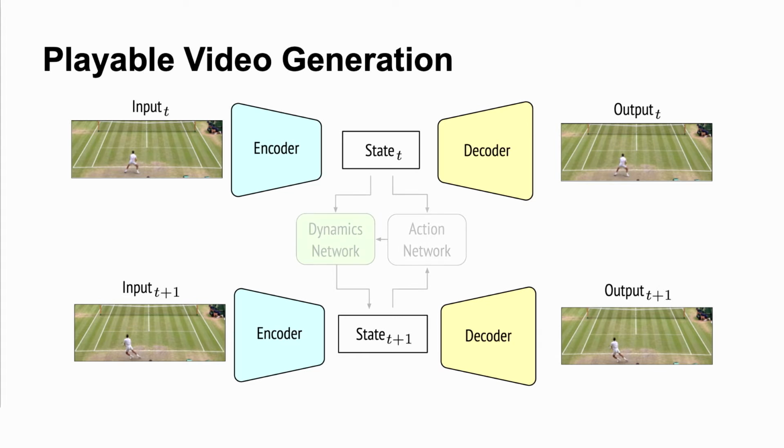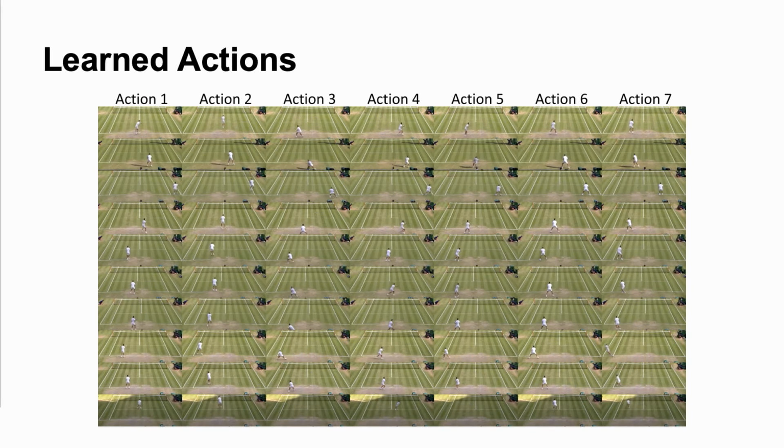So it's a zoom in of our neural network that is fully trained in a self-supervised manner. It's a network that learns to encode frames into a state representation and then learn to decode the frames and reconstruct them. But the magic happens in the dynamics network and in the action network because we are learning in an unsupervised fashion the actions that are happening in the video. And this is what we learn.